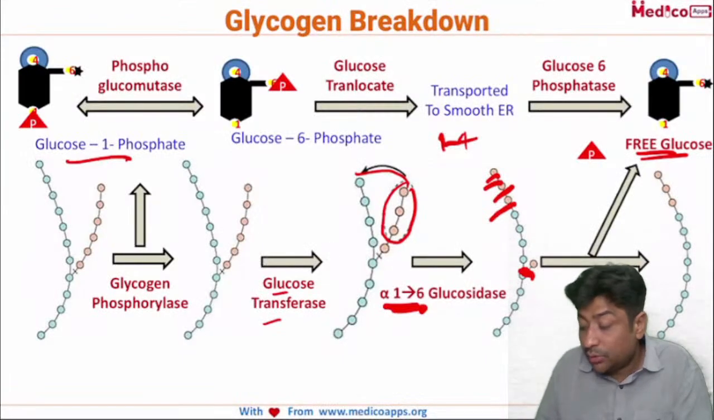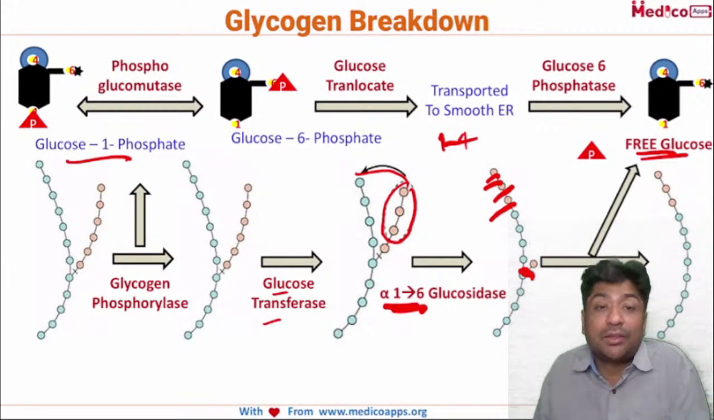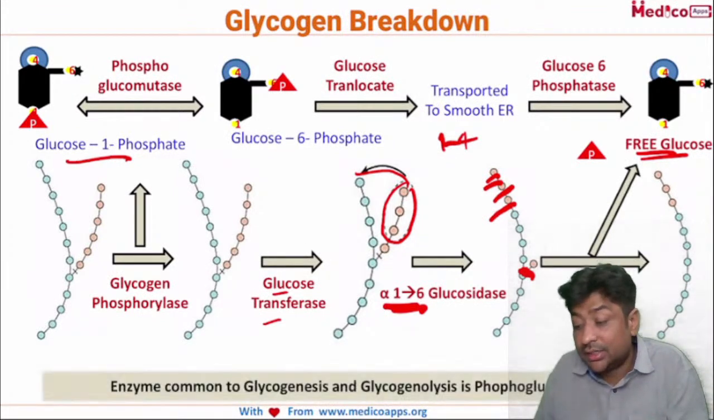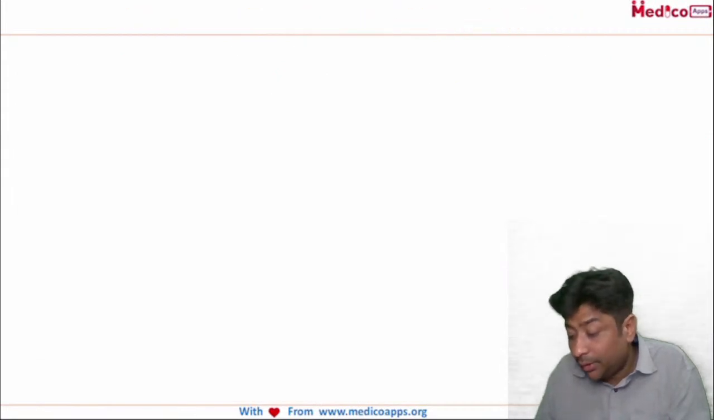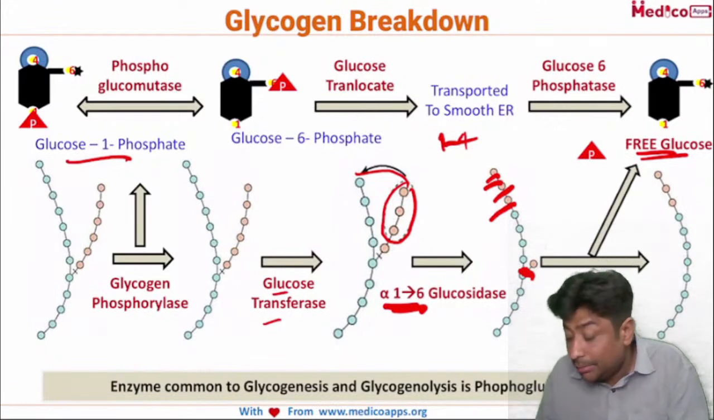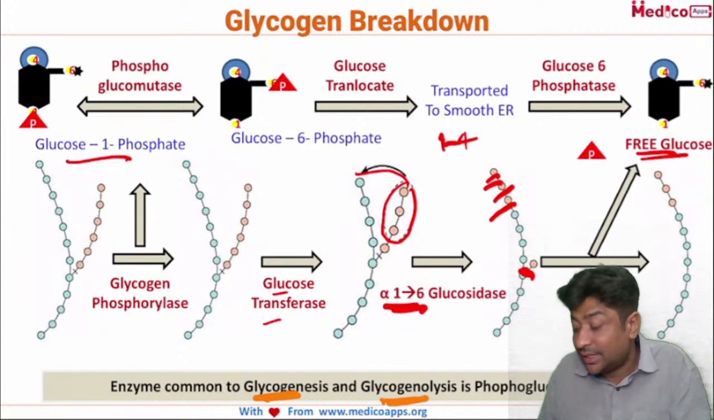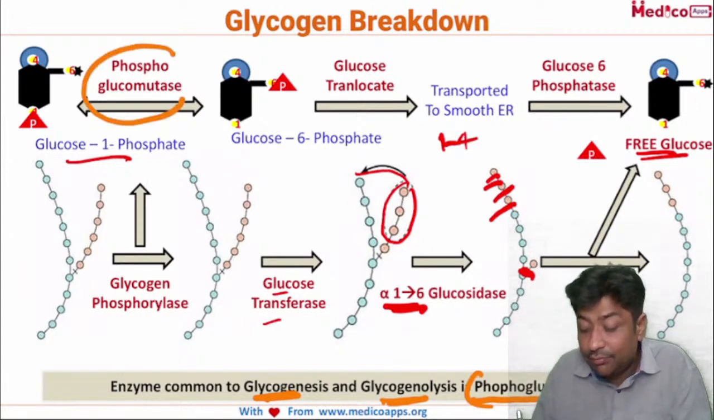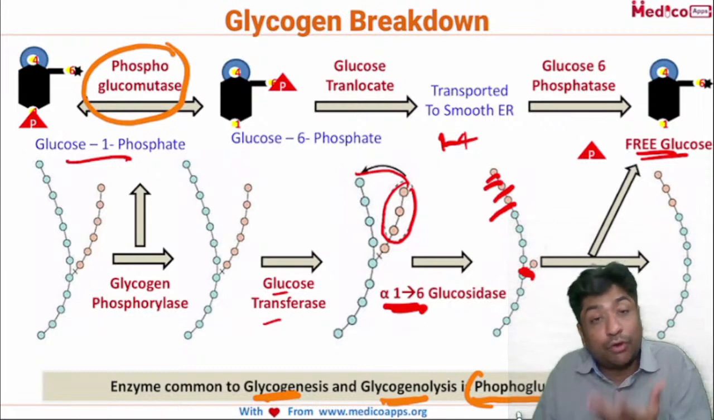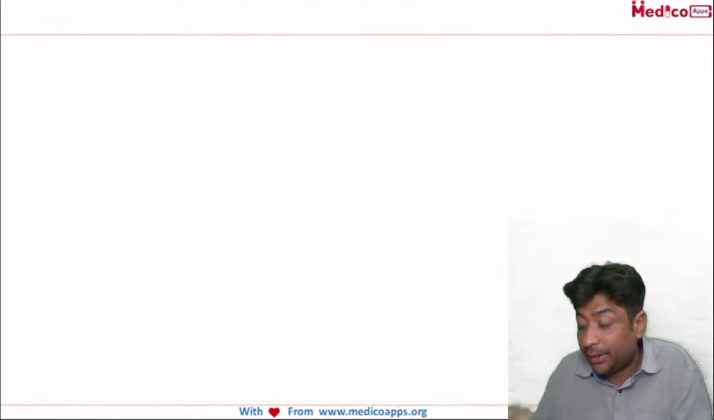Okay, so is everybody clear about glycogen breakdown? This is the major pathway of glycogen breakdown, which is in adults. There is one more important point which I missed, a very favorite question: which is the enzyme common to both glycogenesis, that is formation of glycogen, and glycogenolysis? The correct answer is phosphoglucomutase. This enzyme is common to both glycogen formation as well as glycogen breakdown. A very favorite question, and you have to remember it.